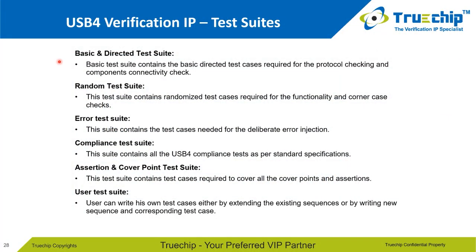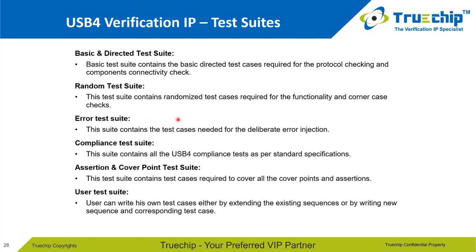The USB4 verification IP test suite is broadly classified into basic and directed test suite, where it contains the basic and directed test cases for the protocol checking. We have the random test suite where it contains randomized test cases where corner scenarios can be checked and the sequences are fully randomized.